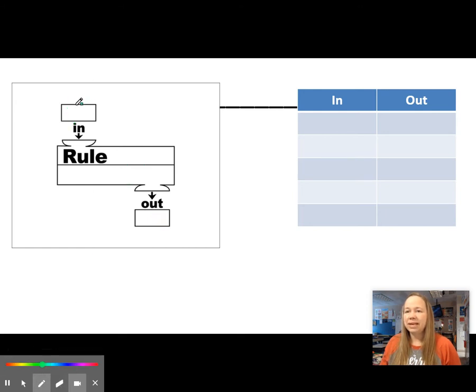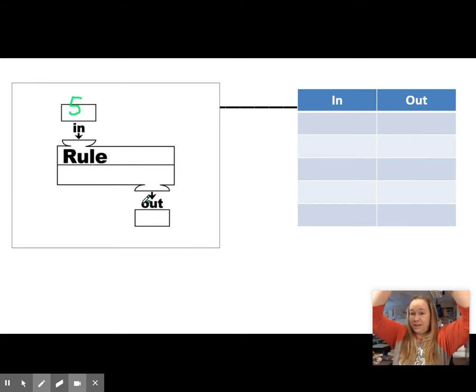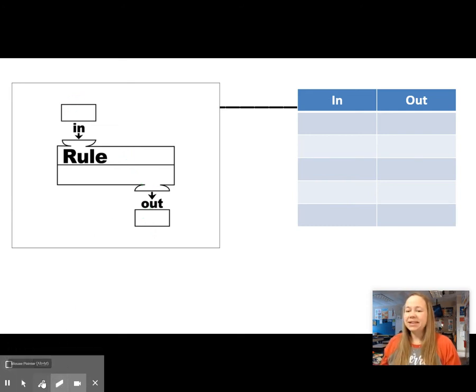Let's say we put in a 5. Push it in with me. And out comes a 4. Uh-oh. What happened in that machine? You're right. It took away or subtracted 1. Great. You're getting the hang of this. All right, let's try another one.